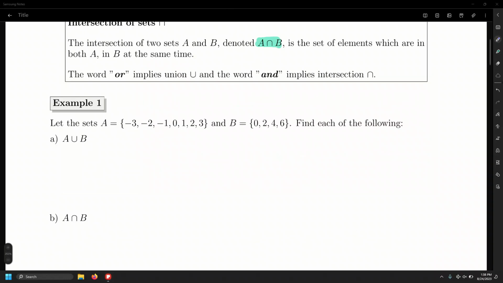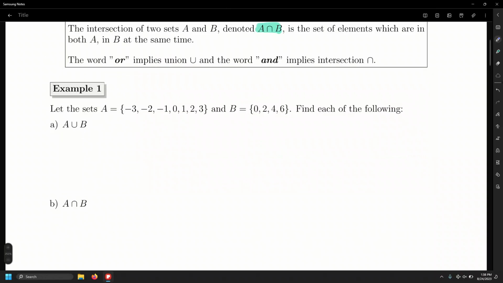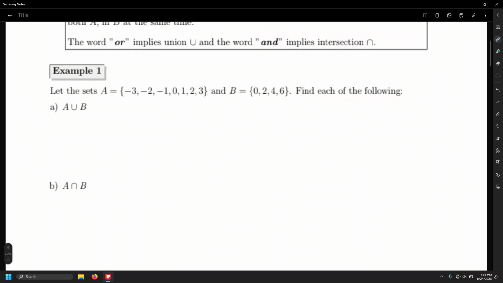So for example, number one, we have a couple of sets, set A and set B. Set A is a list of numbers: -3, -2, -1, 0, 1, 2, and 3. And set B is just 0 and a few even numbers: 2, 4, and 6. I would like to start with part B. I think the intersection would be a lot quicker and easier to do.